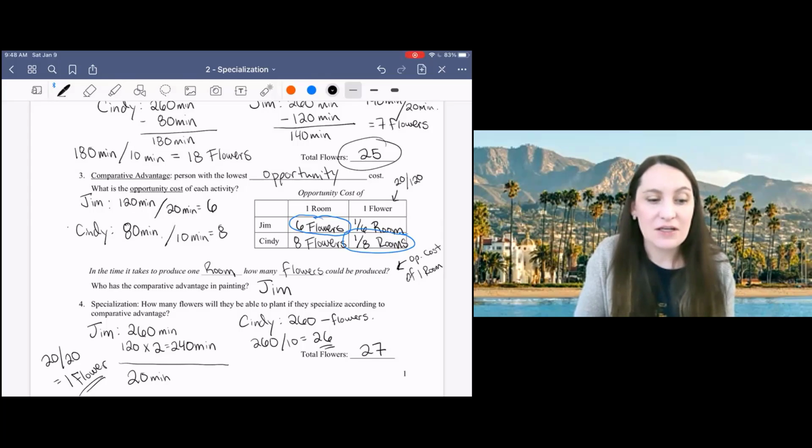So because Jim and Cindy both benefit from planting flowers, Jim is better off specializing, allowing Cindy to plant more flowers, and they're both happier at the end of the week. Notice that we've increased production here without any change in our resources. Both people still work 260 minutes per week, but we've produced more simply by shifting production according to comparative advantage.